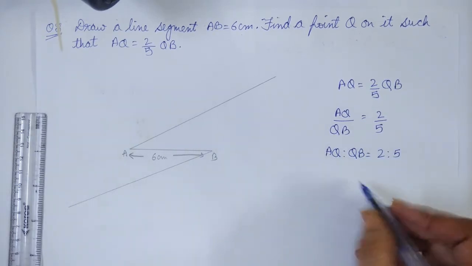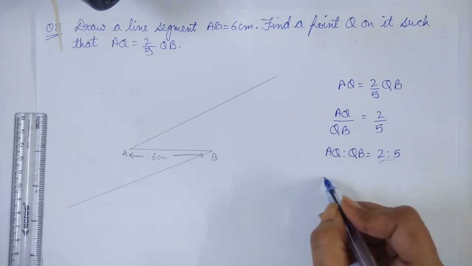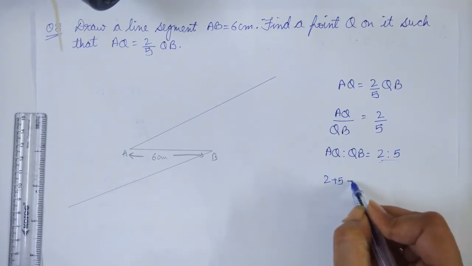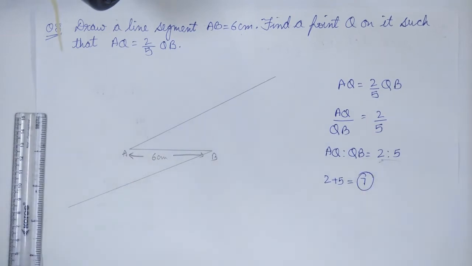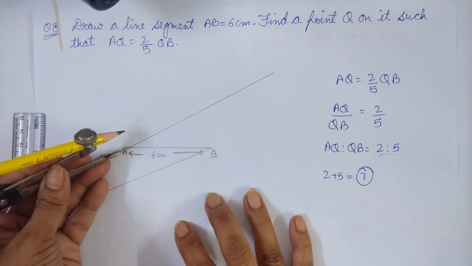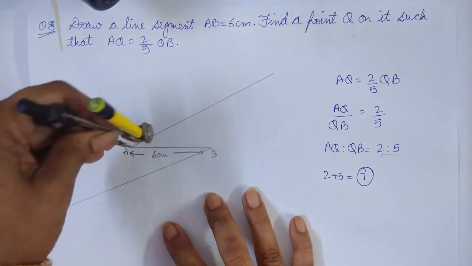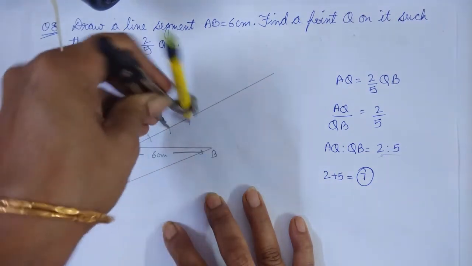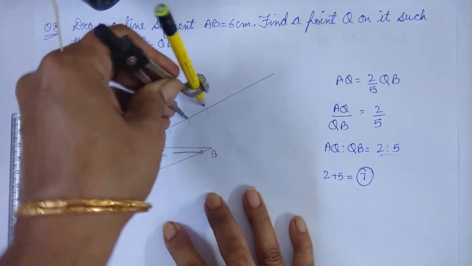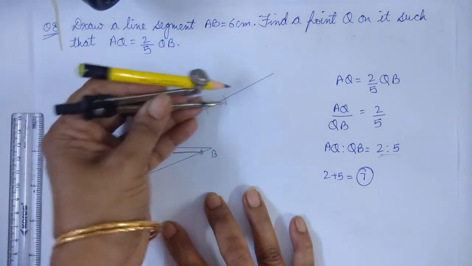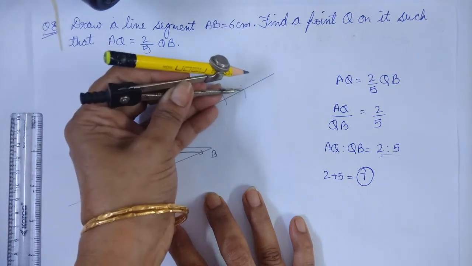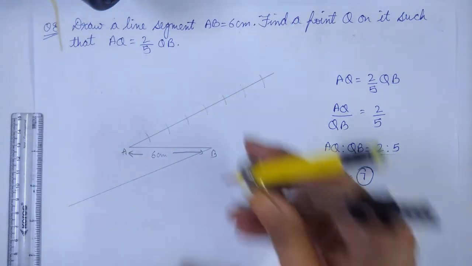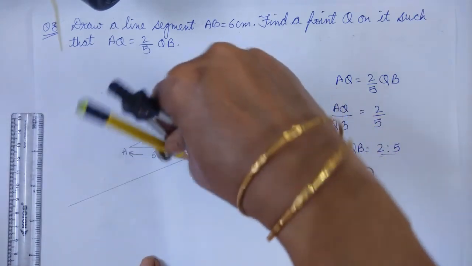So tell me, how many divisions we have to make? 2:5. So 2 plus 5, add them together, 7. So we will make 7 equal divisions. So let's go for the question now. From point A, you will make 7 equal divisions. 1, 2, 3, 4, 5, 6 and 7.